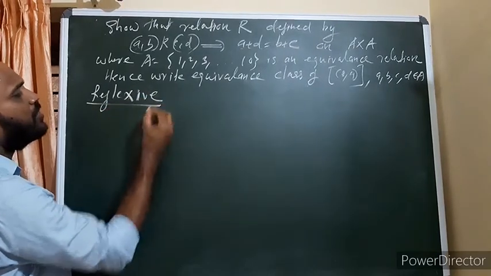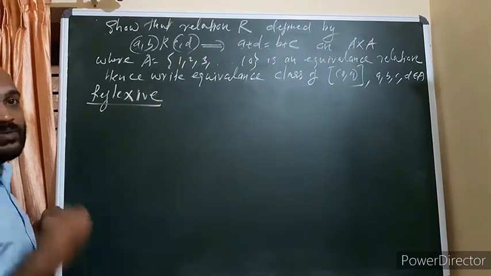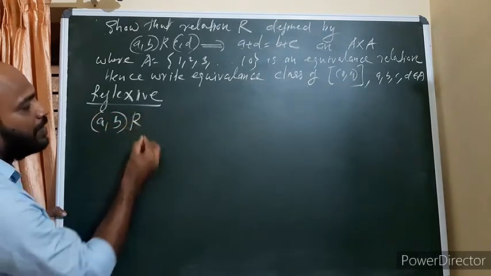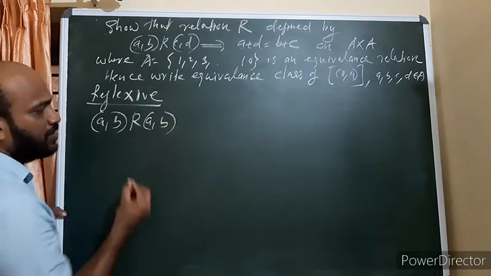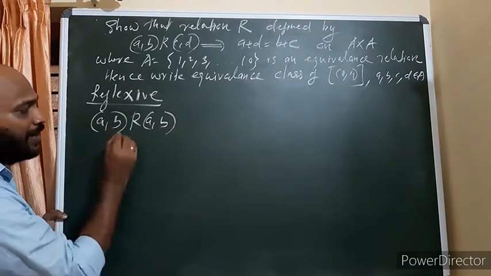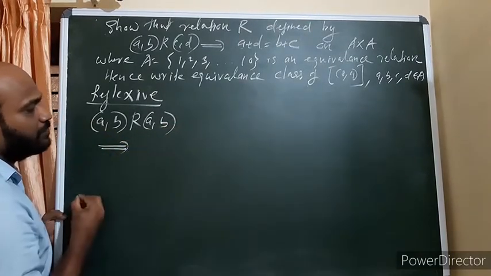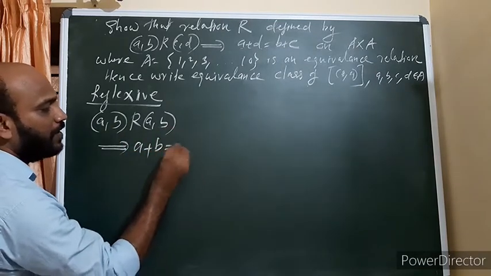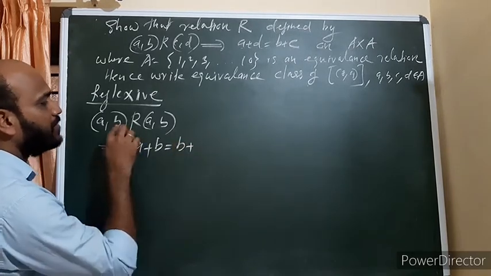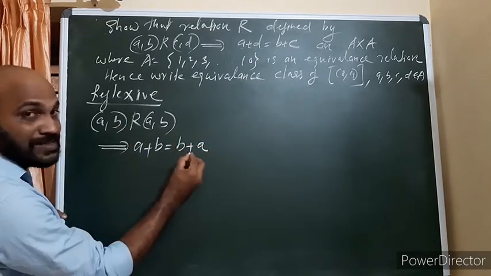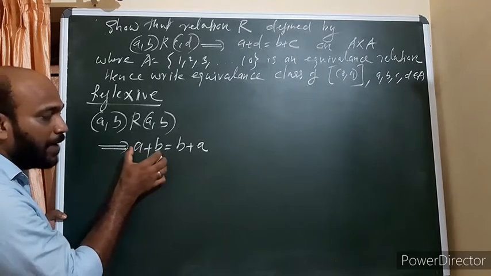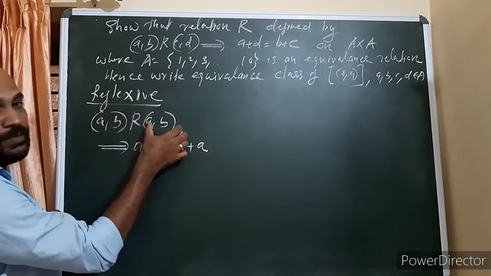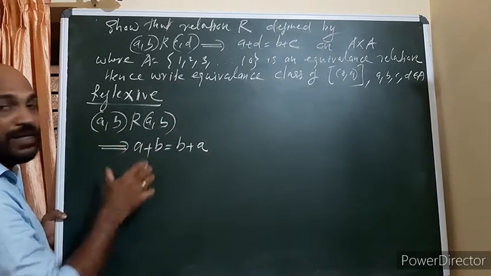Reflexive. First you have to show that one element is related to the same element. One element of A cross A is (a, b). (a, b) is related to (a, b), you understand? Show that (a, b) is related to (a, b) if first plus fourth equals second plus third. This equation is true because a plus b is always equal to b plus a. That means (a, b) is related to (a, b). So the relation is clearly reflexive.